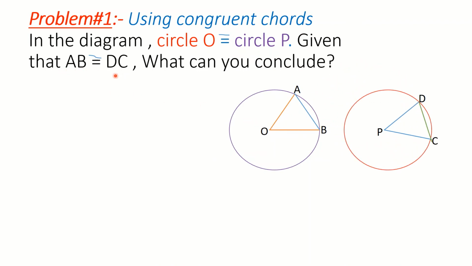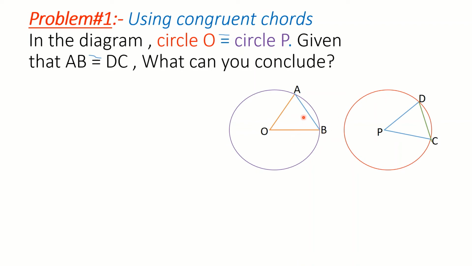AB is congruent to DC. That means the chords of these circles, chord AB of circle 1 or circle O, is congruent to the chord DC of circle 2 or circle P. Then what else can you conclude about this fact?